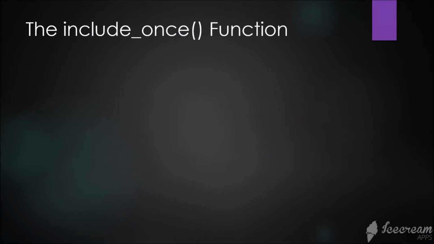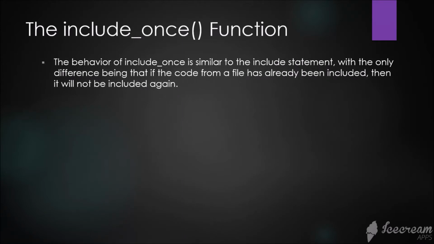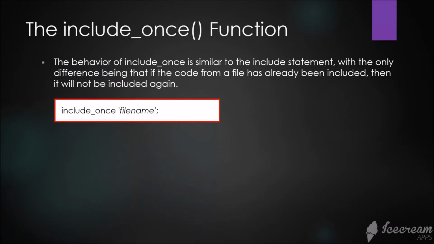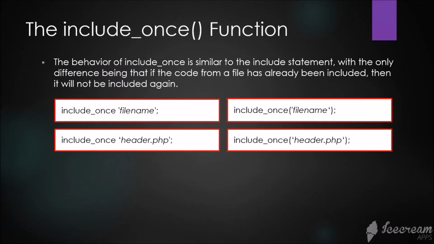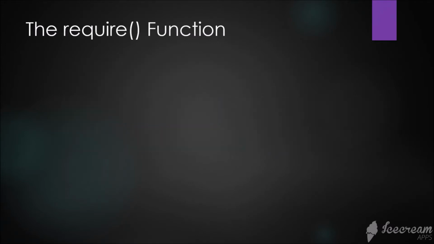Okay, now we have the include once function. The behavior of include once is similar to the include statement, with the only difference being that if the code from a file has already been included, then it will not be included again. So this is our syntax. Okay, then we have the sample. Okay, next.